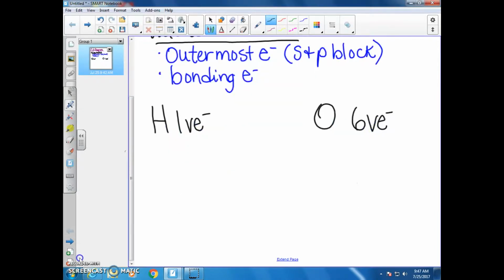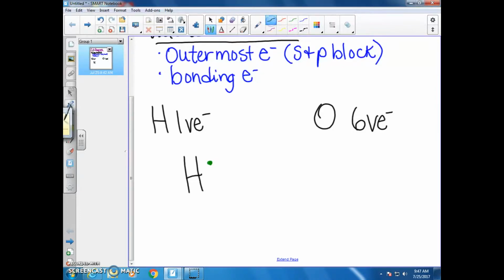So let's look at hydrogen. We would put hydrogen's symbol in the center, and in this case we would put 1 valence electron. Now it doesn't really matter if you put it on the right or on the left or on the top or on the bottom, as long as you show 1 dot or 1 valence electron.